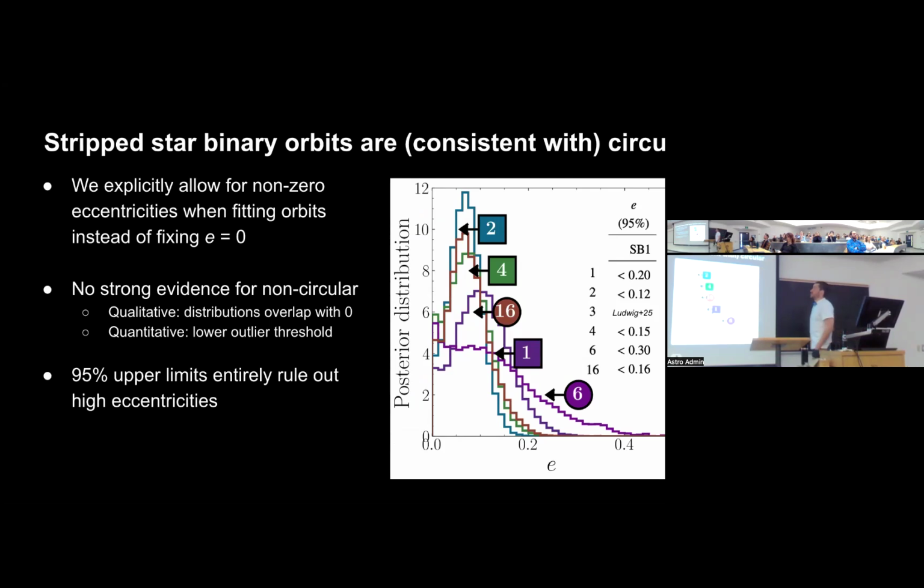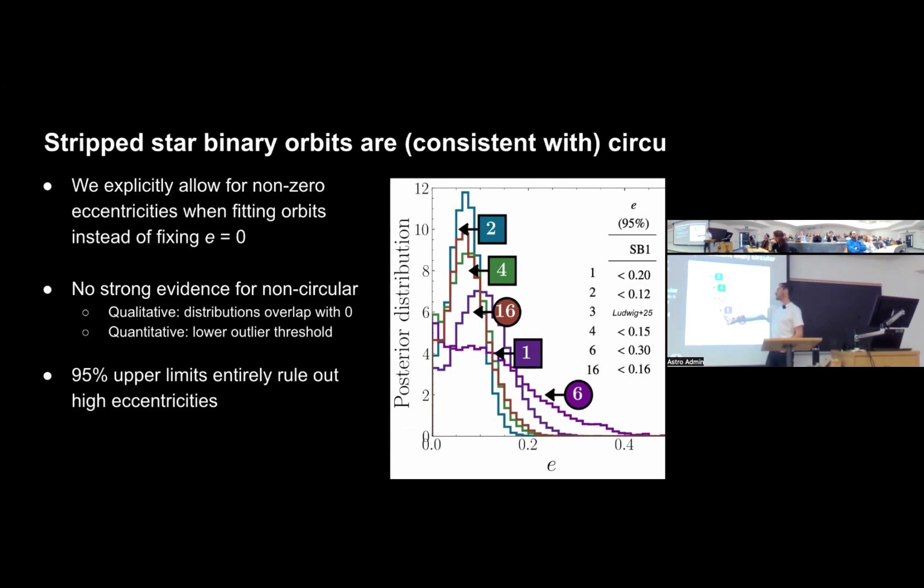Moving on to eccentricity, the orbits are consistent with circular. As opposed to previous works, which assume that post-mass transfer systems are circular, we explicitly allow eccentricity to be non-zero when we do our fitting procedure. This is what the posterior distributions look like for eccentricity across each of the stars we get orbits for.